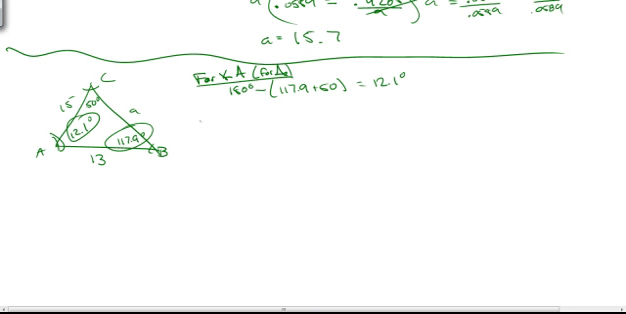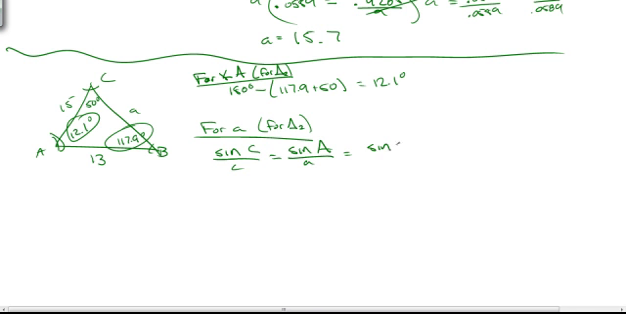So now that I know that, really all I need to do now is find side A. So for side A, for triangle 2, what ratio am I going to start with again? Probably the same one I've been using this whole time, sine of C over side C. And since I'm trying to find side A, I'll use the sine of angle A over side A ratio. And sine of angle C, which is 50 degrees, over 13 equals sine of 12.1 degrees over A.